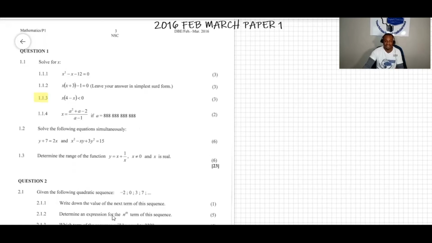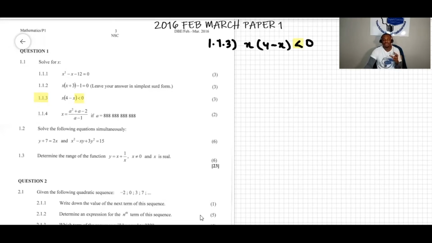The question says x, open bracket, 4 minus x, close bracket, less than 0. I'm going to write it here, 1.1.3. So what we have is x(4 minus x) less than 0. We need to note that this is not an equation, this is an inequality because of the symbol that we see here. That less than symbol makes it an inequality.